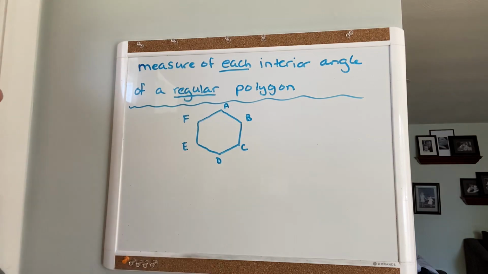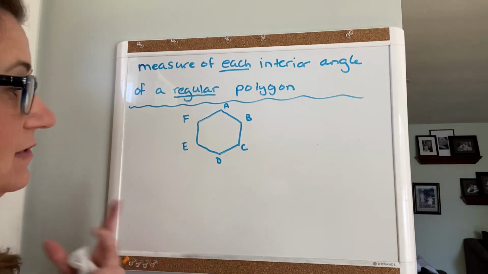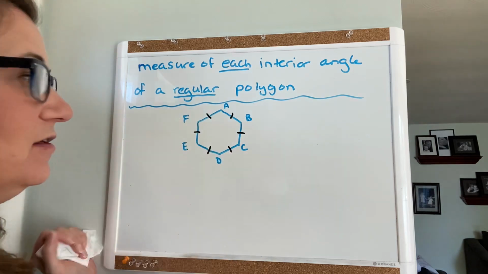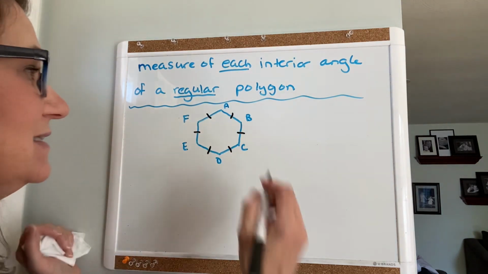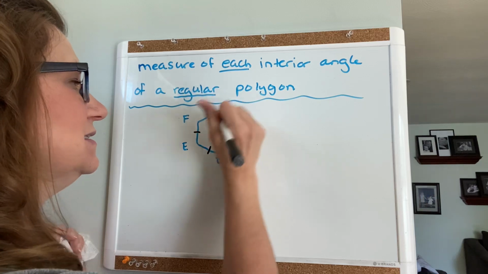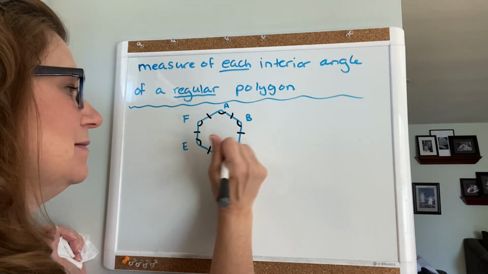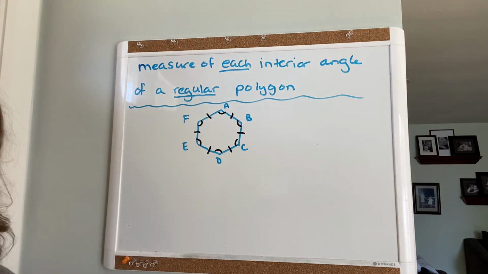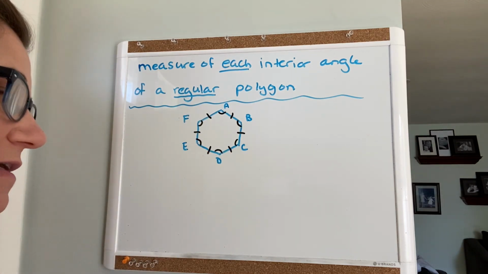So a regular polygon means that it's a polygon, obviously, where all the sides have exactly the same length. They're all congruent. And every single interior angle has the same measure. And if you notice, the number of angles is exactly the same as the number of sides.